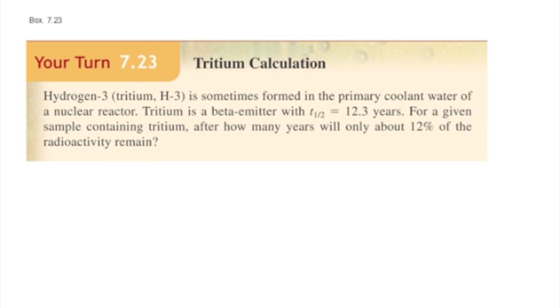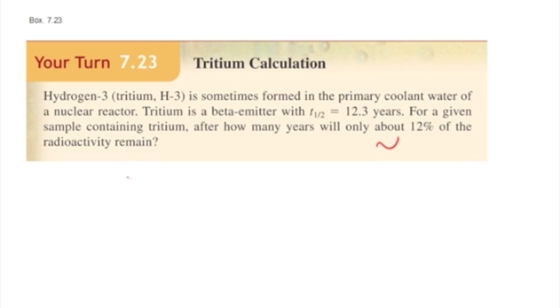We want to predict how much radioactivity would remain, or how much time. In this case, tritium is sometimes formed in the primary coolant water of a nuclear reactor, and it's a beta emitter with a half-life of 12.3 years. So for a given sample containing tritium, after how many years will only about 12% of the radioactivity remain? So given the half-life, the question is, how long will it take to only have 12% of the original value?